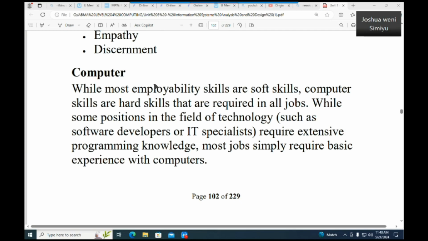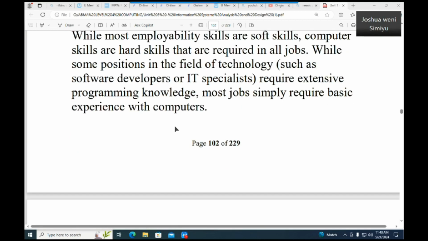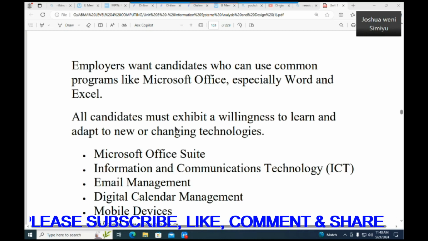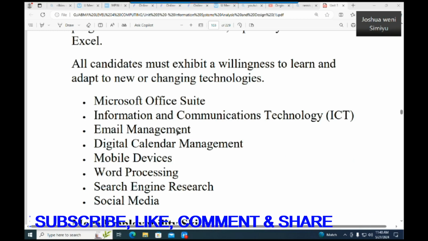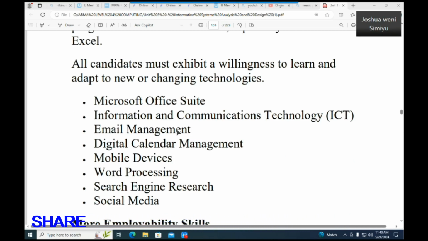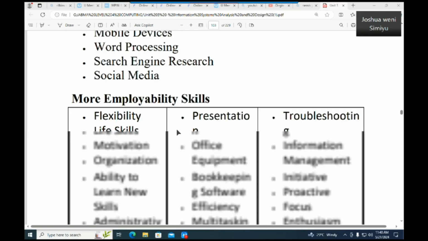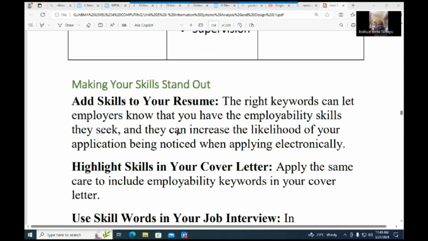You need to have technological skills. There are some jobs that require extensive programming knowledge, but some jobs require basic computer experience. Employers are looking for candidates who can work with common programs like Microsoft Office, especially Word and Excel. So you need to have the willingness to learn in case you do not know, whether new or changing technologies. For example, you have the Microsoft Office suites, ICT, email management, digital calendar management, mobile devices, word processing, search engine research, social media, etc.